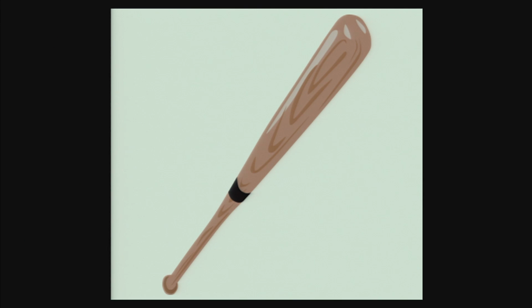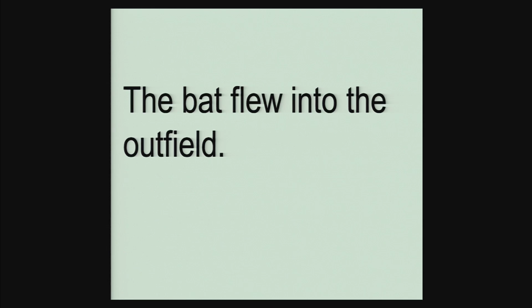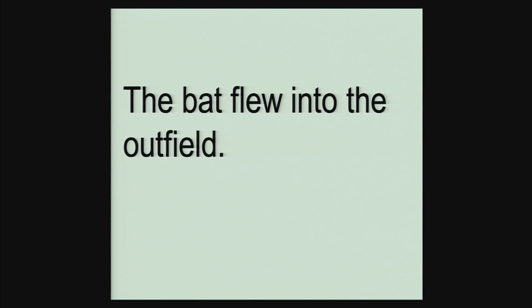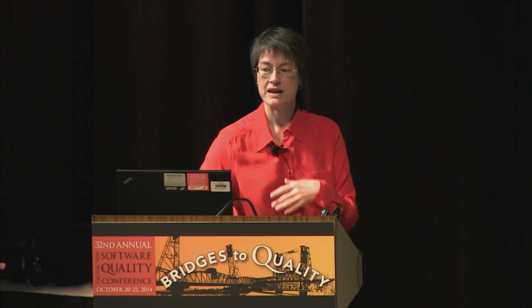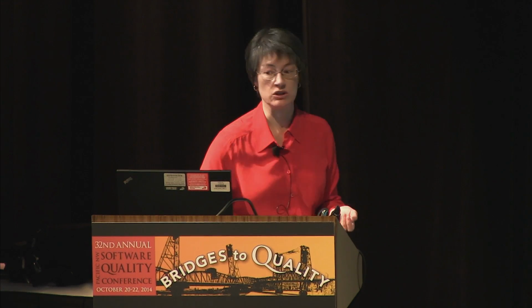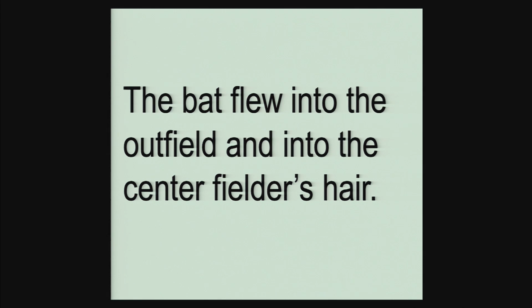So there, right there, is a perfect example of how a single word can have two meanings. It can mean different things to different people, even in context. I mean, the bat flew into the outfield, right? You could stop there, but you don't know which kind of bat. So until you add additional context to it, the bat flew out of the batter's hands into the outfield, or the bat flew into the outfield and into the center fielder's hair. Doesn't let you know which meaning of that word you're really looking for until you add context.